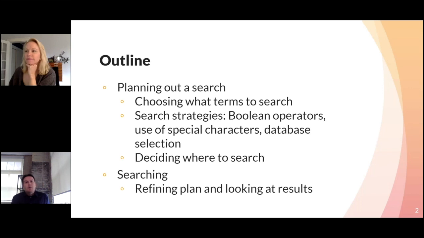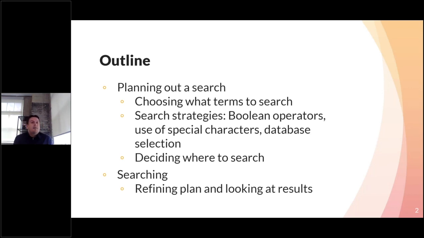Right, so searching like a pro, what we're going to talk about. We're going to talk about planning out our searches, and this involves a number of steps. So choosing what terms we're going to search with, and then we're going to talk about search strategies, including Boolean operators and the use of special characters. So this refers to things like using and or in our searches. So we're going to get into depth on that. And then we'll talk about which databases we should be looking in. And that ties into deciding where to search.